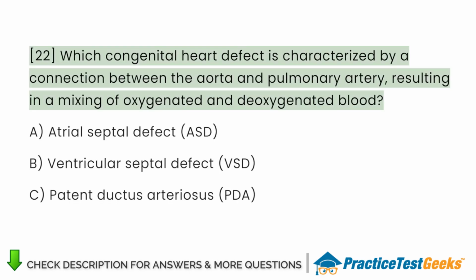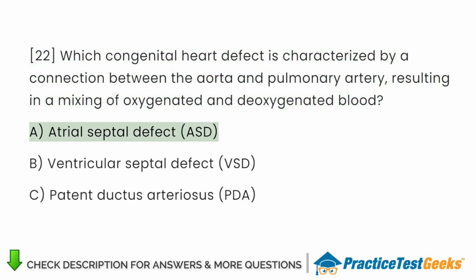Which congenital heart defect is characterized by a connection between the aorta and pulmonary artery, resulting in a mixing of oxygenated and deoxygenated blood? A. Atrial septal defect, ASD. B. Ventricular septal defect, VSD. C. Patent ductus arteriosus, PDA.